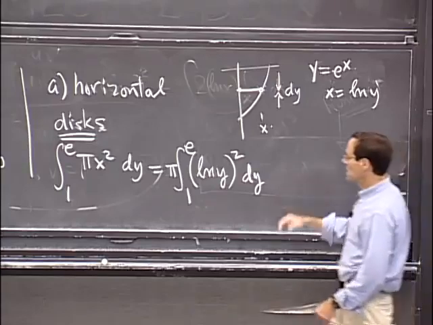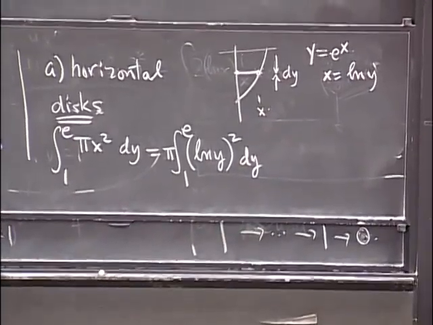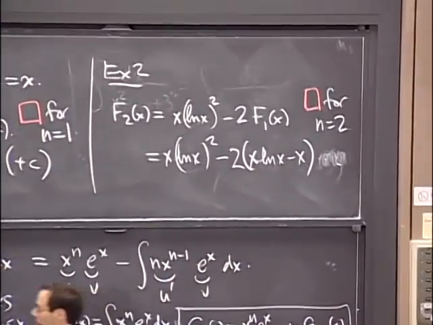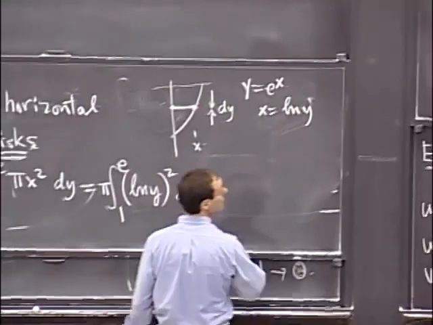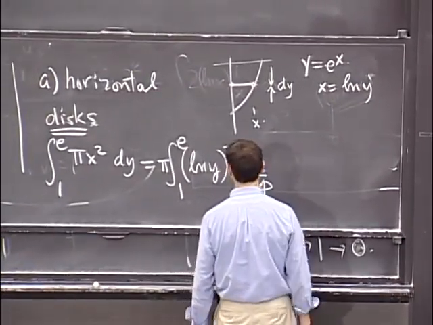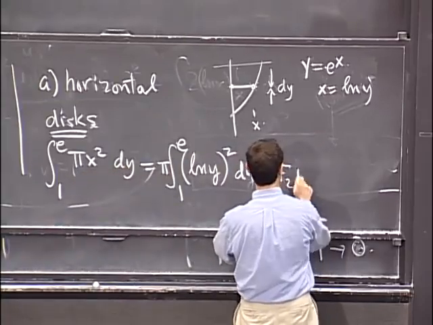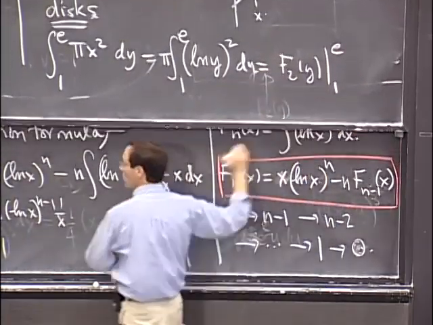So now you see that this is an integral that we did calculate already. In fact, it's sitting right here, except with the variable x instead of the variable y. So the answer, which we already had, is this f2 of y, between 1 and e. And now let's figure out what it is.